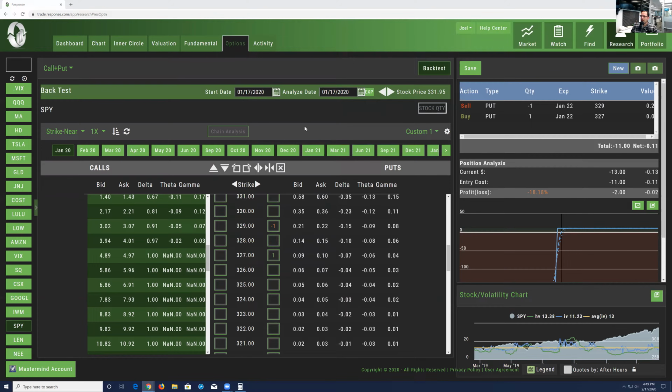Now, the next thing I want to look at is how much wiggle room did that give us on the stock? So you can see on that day, the stock was trading for $331.95. Now, I'm just going to round that up to $332. And we were giving the stock $3 basically in wiggle room.